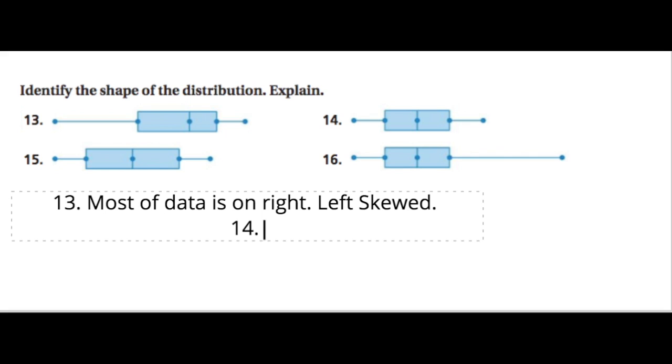Let's look at number 14. Here's my median. It looks pretty even from each of my distances. Look at your different dots. From here to here looks like the same distance as from here to here, and then from here to here. So for number 14, we would say that this is symmetrical. You could say something like the whiskers are about the same length and the median is in the middle of the box. That could be your explanation.